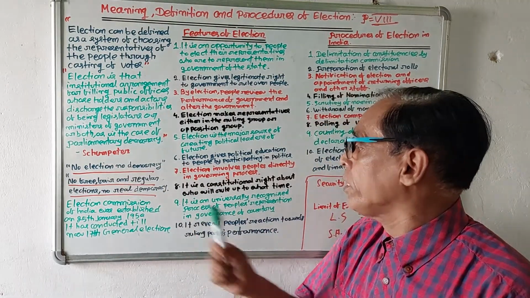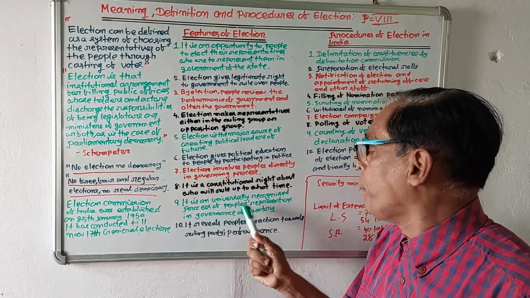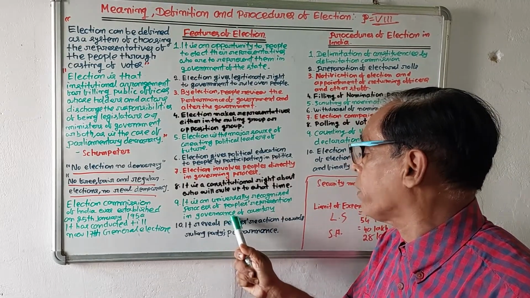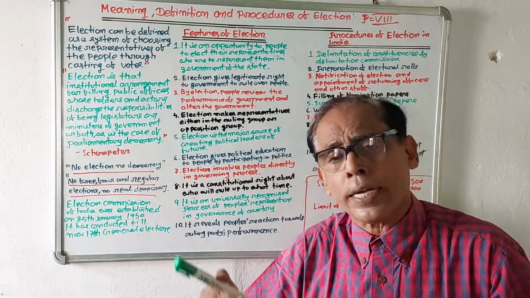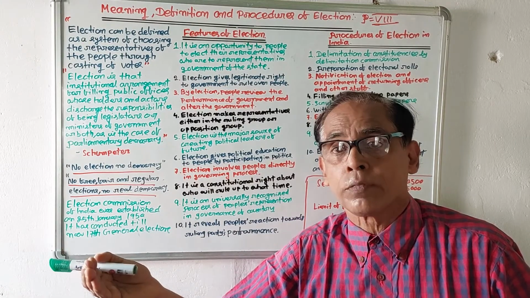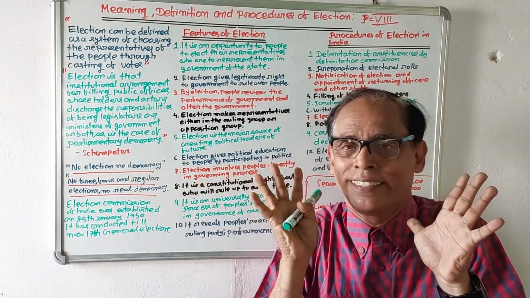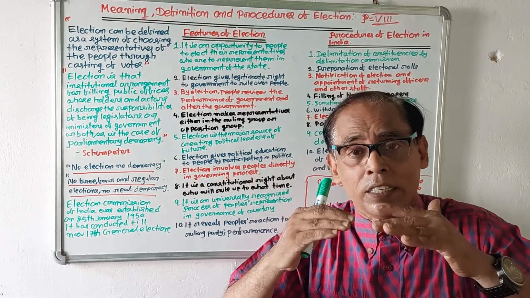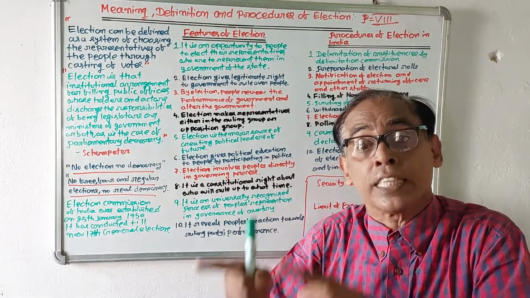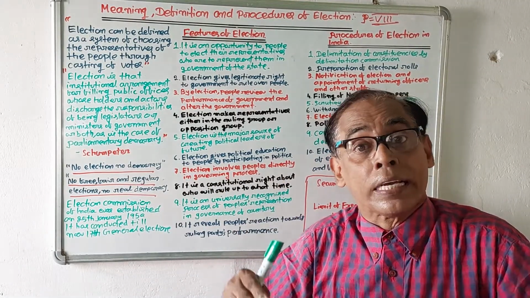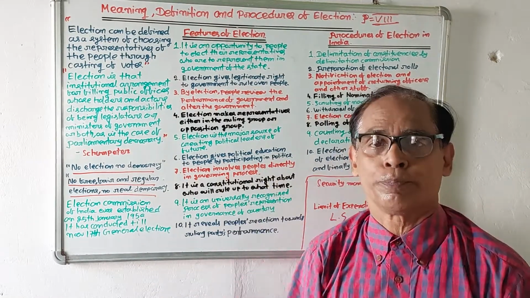Then come to point number 9. It is a universally recognized process of people's representation in government and governance of the country. Election is a medium to select people's representatives, and this system is universally acknowledged. No one can go against the election process. It is an accepted principle.